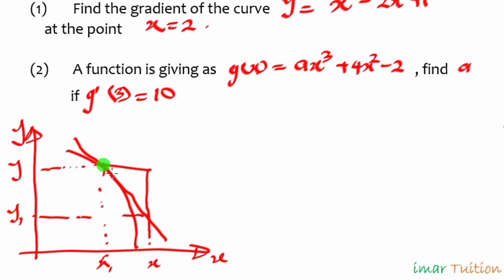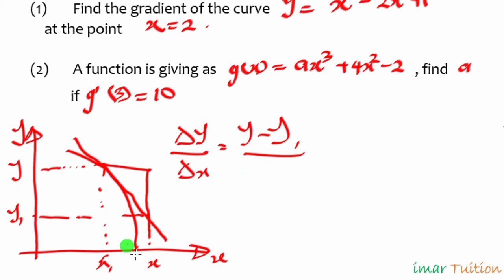The slope is the change in the y-axis over the change in the x-axis. So slope is change in y over change in x, and that is y minus y subscript 1 divided by x minus x subscript 1. This is the slope of our graph. But if there's an instantaneous change on the y-axis, it will also give us a change on the x-axis.